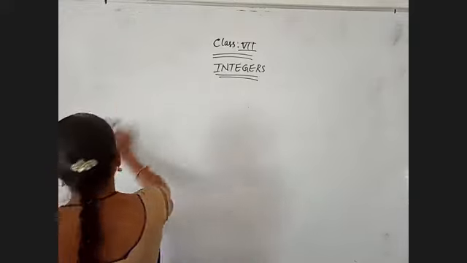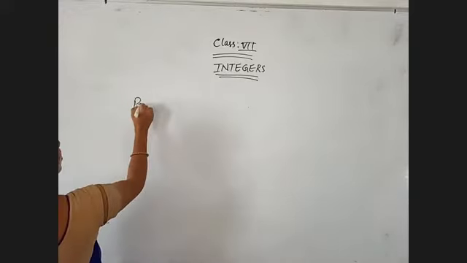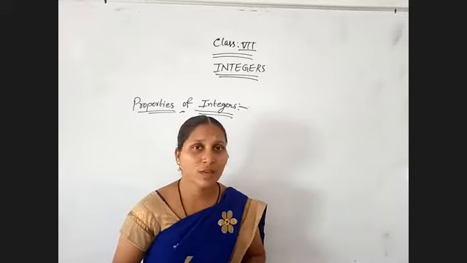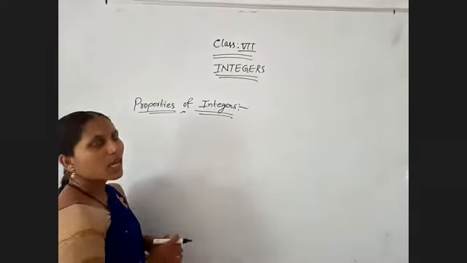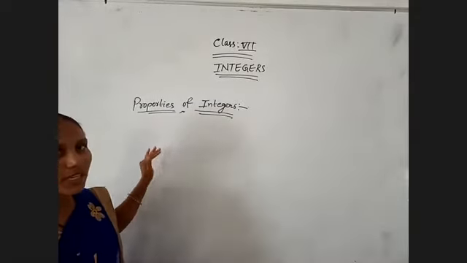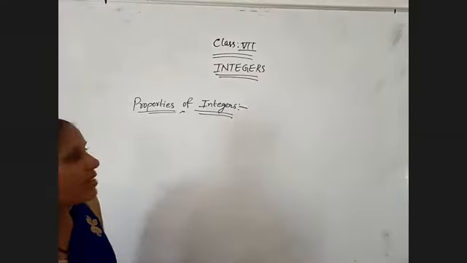properties of integers. We have already studied all these. The different properties are closure property, commutative property, associative property, distributive property, additive identity, multiplicative identity, additive inverse, multiplicative inverse. We have studied these and checked them for addition, subtraction, multiplication and division also. So once again I am revising all those topics.